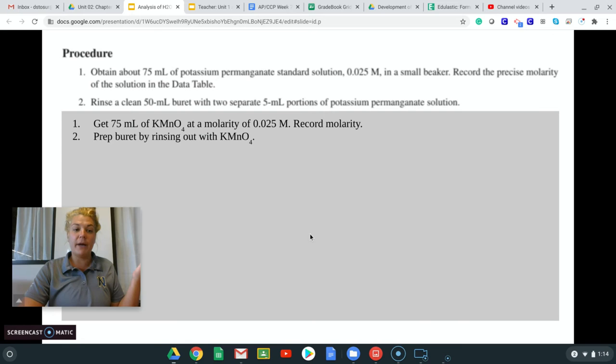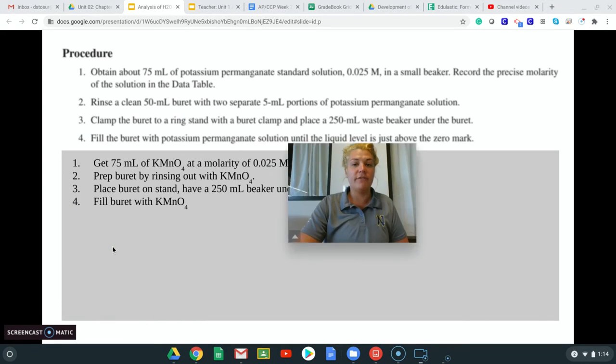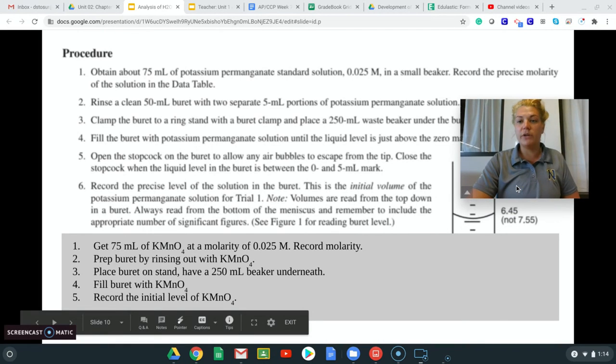Next thing, prep by rinsing out, just like we did with sodium hydroxide. We're going to place the burette under the stand. We're going to fill the burette, and then we're going to record the initial volume, just like we did with sodium hydroxide.